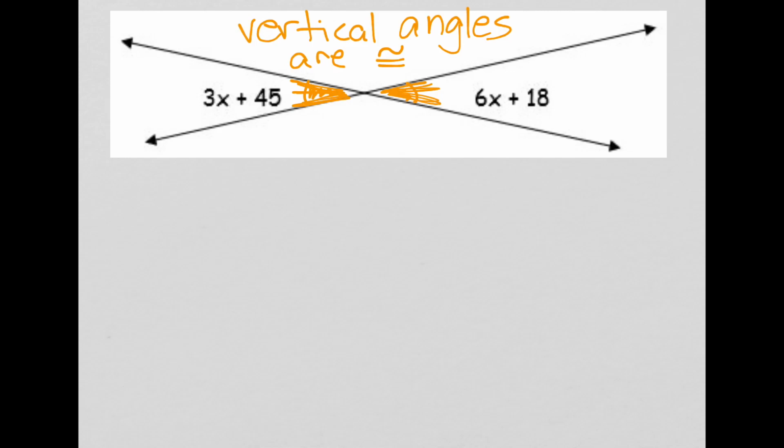So, I know they're equal. That means that I could make these two expressions equal to each other. 3x plus 45 would be equal to 6x plus 18. Because they are equal, I have just set up an equation that will help me figure out what x is. And once I find x, I can use it to find the measure of these angles. Okay, but now what do we do?